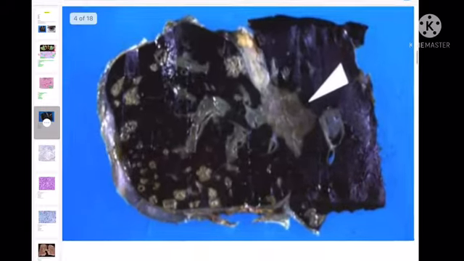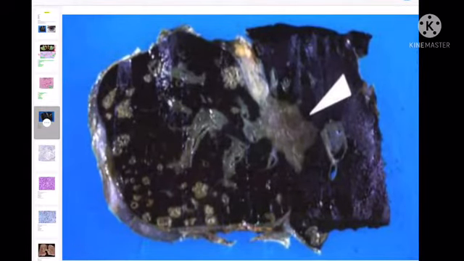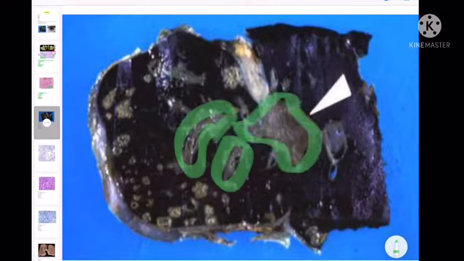The next image is a gross image of the liver. So they're showing an area where we can see iron accumulation, and the whole liver becomes a little bit dark. So this is the gross image of the liver loaded with iron. So, hemochromatosis.